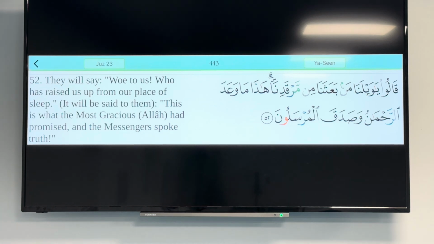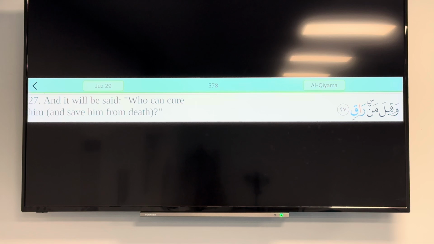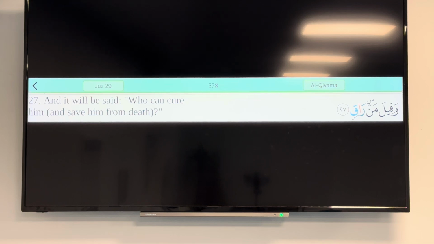Alright, let's look at another verse. This is a verse from Surah Yasin. By the meaning of this verse, it will be said, who can cure him and save him from death? One of the things it refers to here is death.